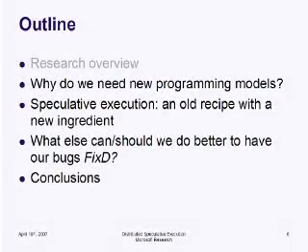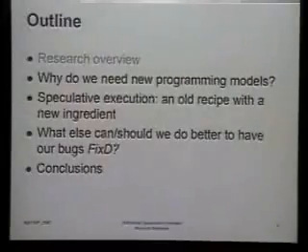So the rest of my talk is organized as follows. First, I'll talk about why we need a new programming model. Is this necessarily the solution? I believe it is, and I'll give you an example of how I think this programming model that I introduced will make things better. Also, I will continue by giving you the core of my talk on speculative execution, which, as you will see, is an old recipe with a twist. And we'll see what the twist is there.